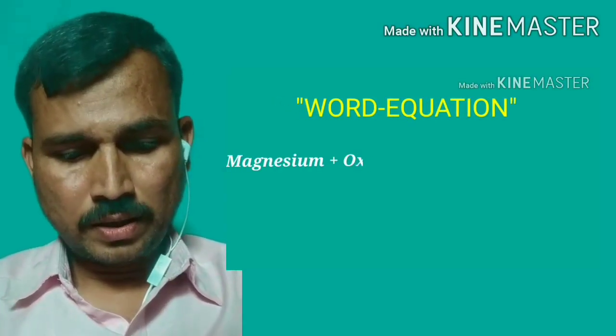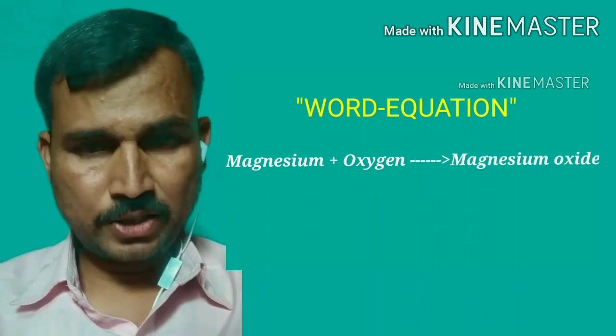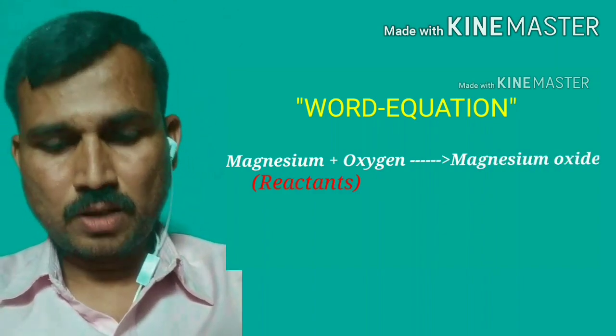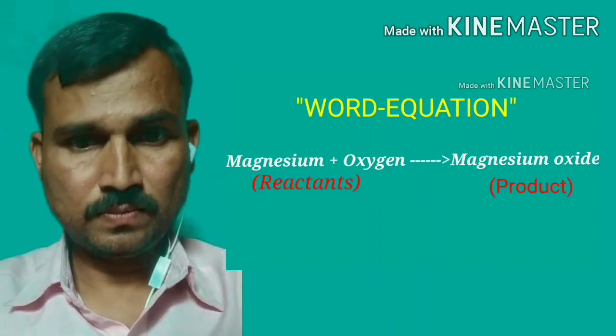So, how to write in a shorter form? What is the simplest way to write? The simplest way to do this is to write in the form of a word equation. The word equation of the above reaction would be like this. Write the names of the substances of Activity 1: magnesium plus oxygen forms magnesium oxide.